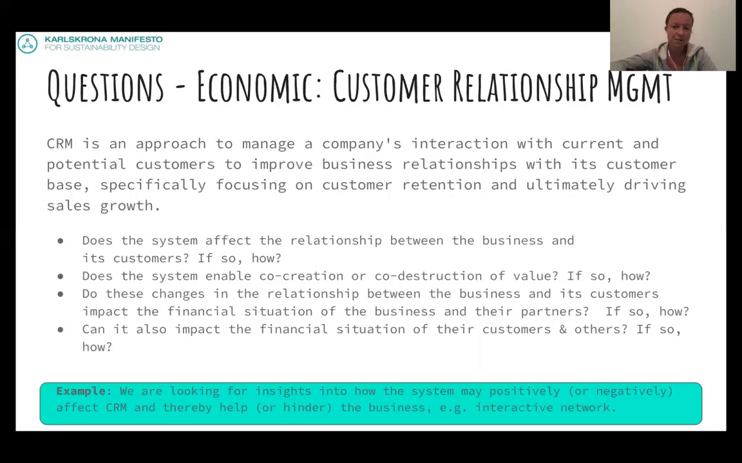Hit pause, think about what does customer relationship management mean for the system that you're developing, and how could that affect the economic bottom line positively or negatively?